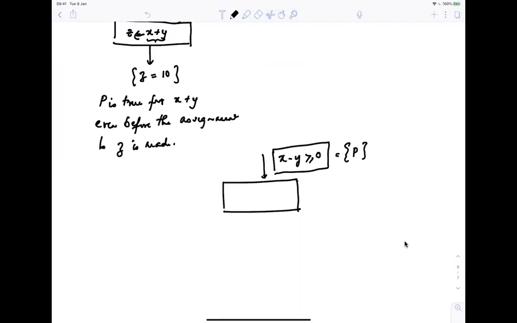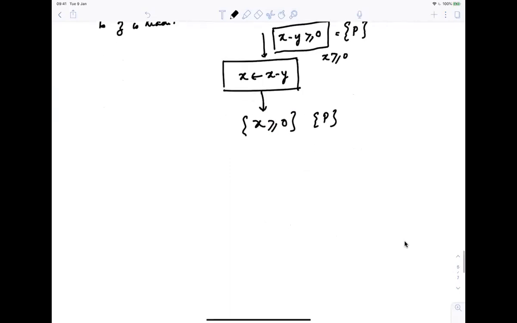Now, what can we assert about x? x is assigned the value of x minus y. Now we can assert that x is greater than or equal to 0. Notice that here itself we could have asserted that x has to be greater than or equal to 0. And so the assertion P does not change whether the assignment statement is executed or not. So this is a truth about expressions.